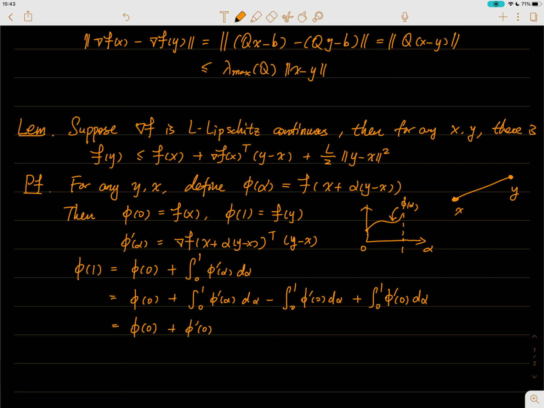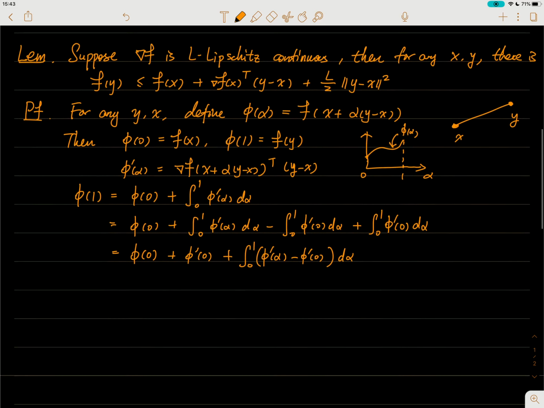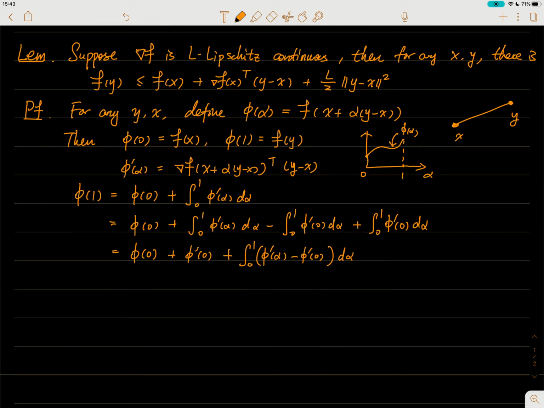And then I'm going to combine the middle two terms. I'm going to combine these two, especially I'm just combining their integrand. That's giving me phi prime of alpha minus phi prime of 0 d alpha. Okay, so now I need to estimate the last integral. And I want to see what happens to the last integral.